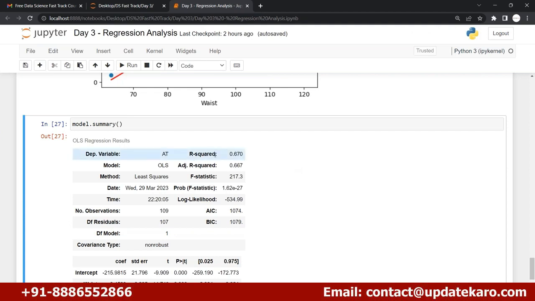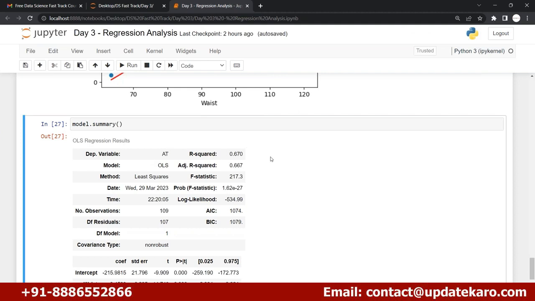So here you can see the R square value. If your R square value is 67%, which means that 67% of the information of your AT column, your target column, you can find out from the waist column only, right? Let's say your R square is 90%, which means that 90% of your AT column's information is given by the waist column. That is the thing.